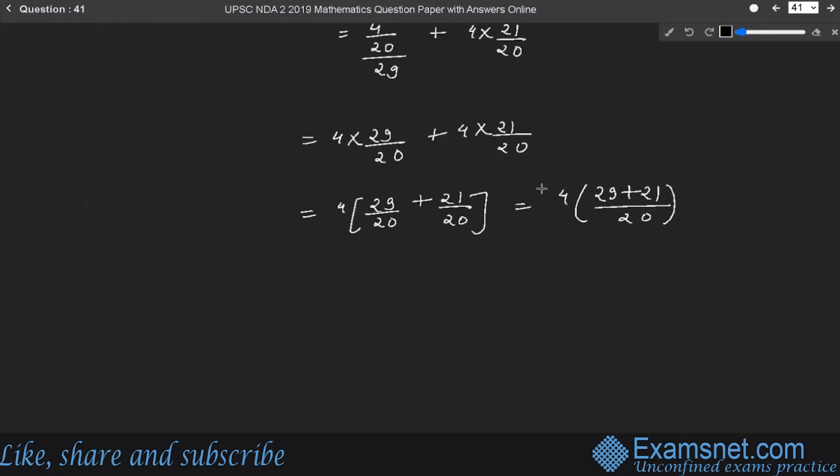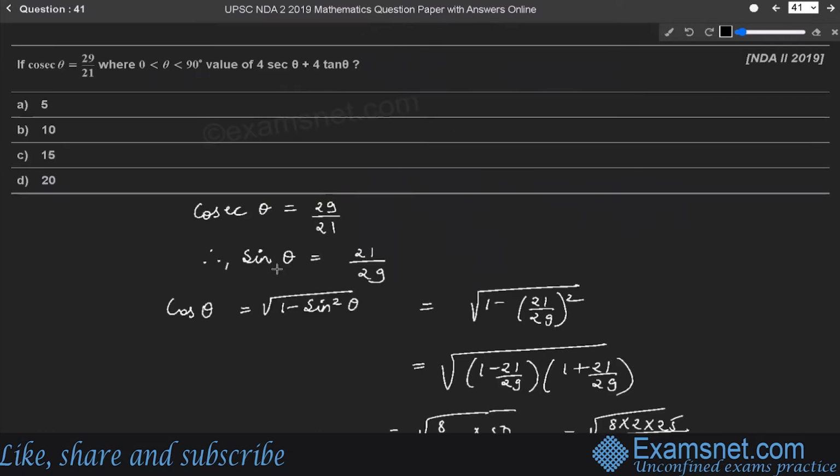So this will be equal to 4 into (29 plus 21) divided by 20. On adding this, we get 4 into 50 divided by 20. So this will be equal to 4 into 5/2, which is equal to 10. Therefore, we can say that the correct answer for this question is 10. Hence, the correct option is option number B here. I hope this question is clear to you.